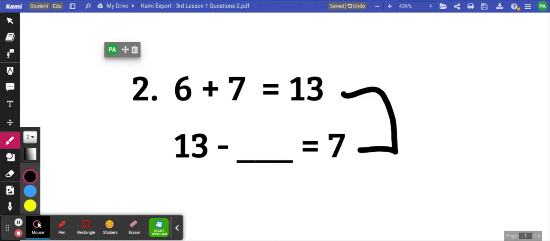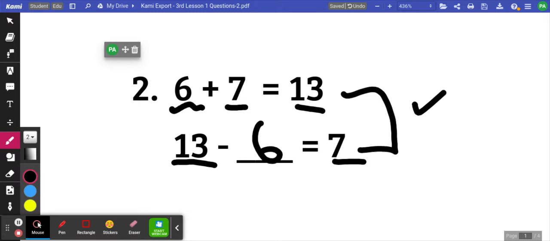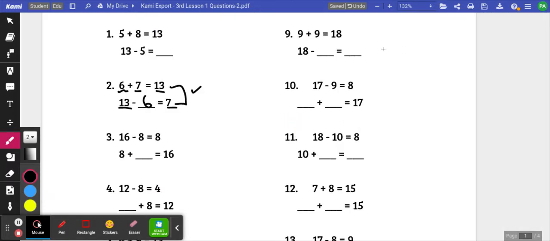The best and easiest way to solve these problems is to cross off the numbers as you see them. So what I mean is you see that there's a 13, so we can just ignore 13. You see that there's a 7, you ignore the 7. Now what's left is 6. So when you replace 6 right over here, you'll see that 13 minus 6 is really equal to 7, which makes the equation true. And so now you can see that these equations are really connected. And yeah, so one more example.